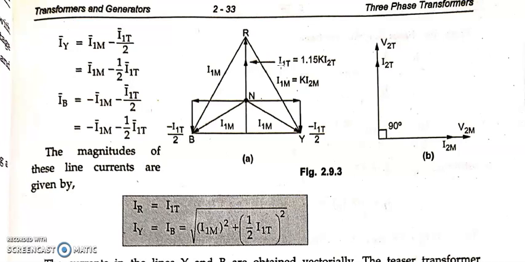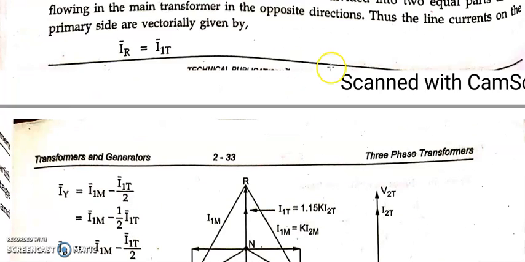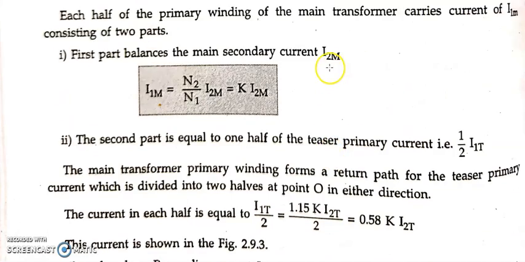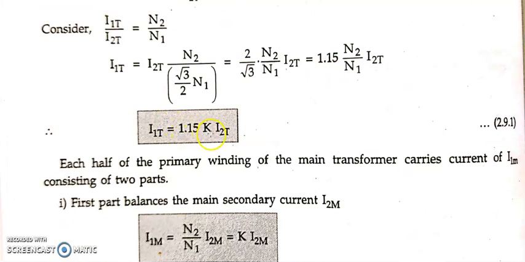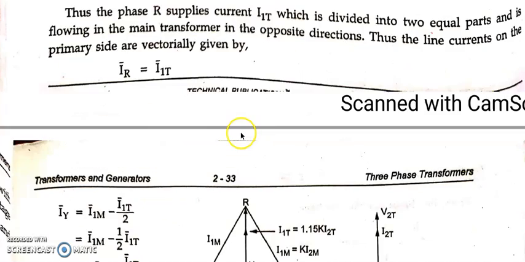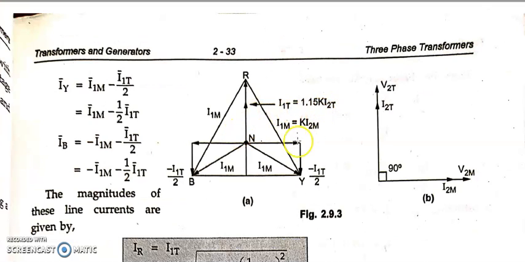And also we know that I1T is equal to 1.15 times K times I2T, because already we have proved this. Yes or not? Here I1T value is 1.15 times K times I2T. So that's why I replace this. Hope you understand this, right? So this is nothing but what? I1T is nothing but equal to IR. IR is equal to 1.15 times K times I2T.